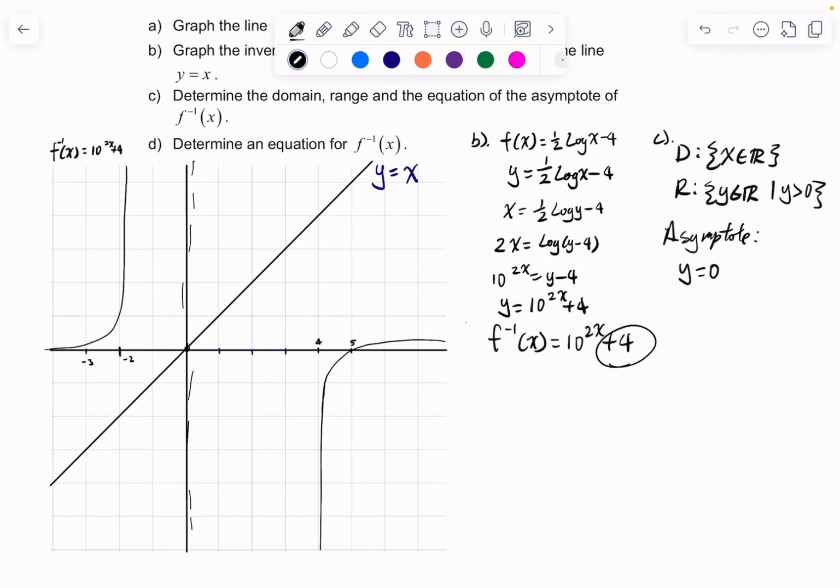So for D, f inverse of x equals 10 to the power of 2x plus 4.